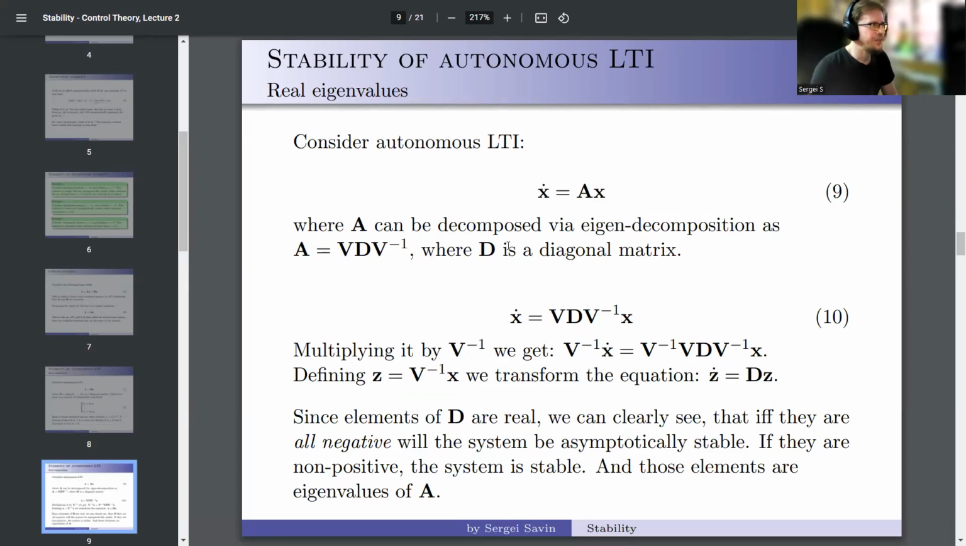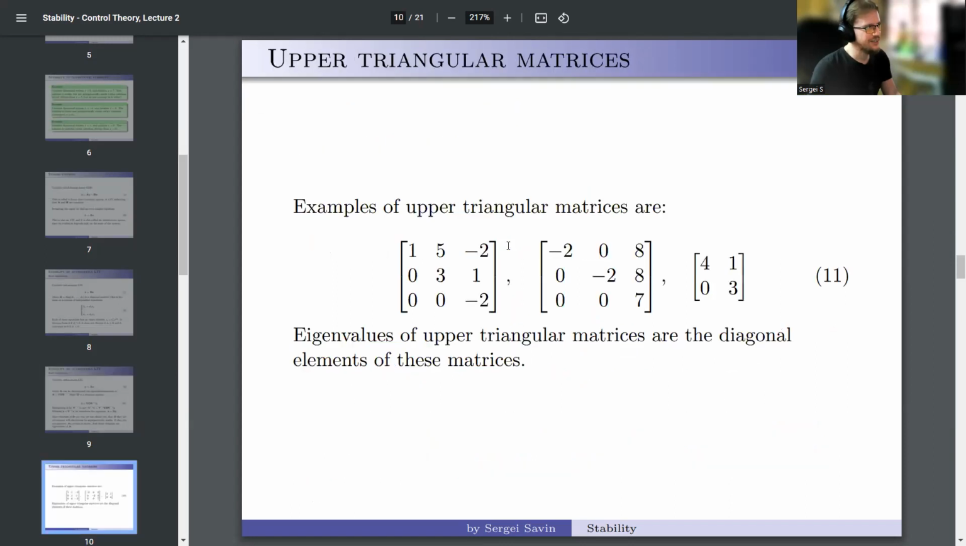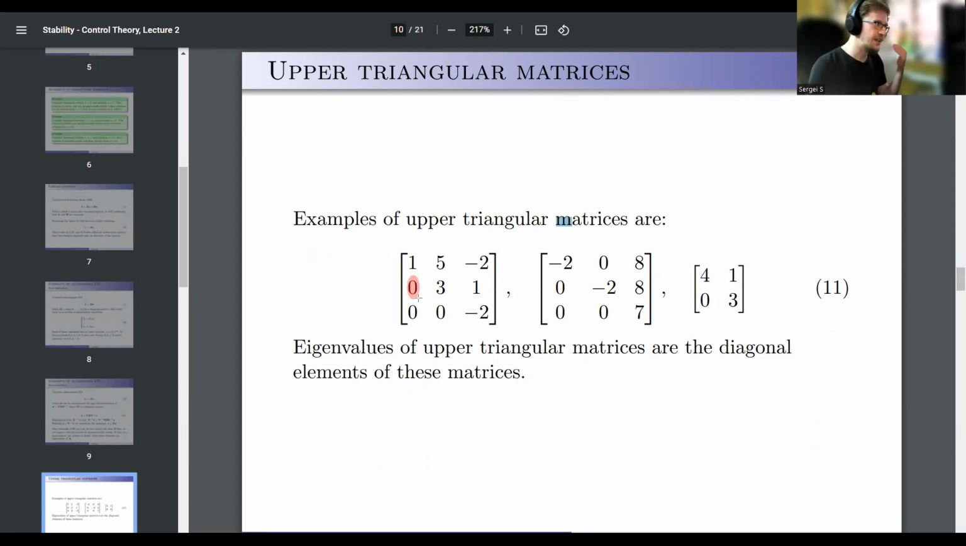So far we have this eigenvalue criteria. Okay. Let's just consider one more type of matrix. That is upper triangle matrices. What is upper triangle? Essentially it means that anything below the diagonal is 0. That is what it means to be an upper triangle matrix.